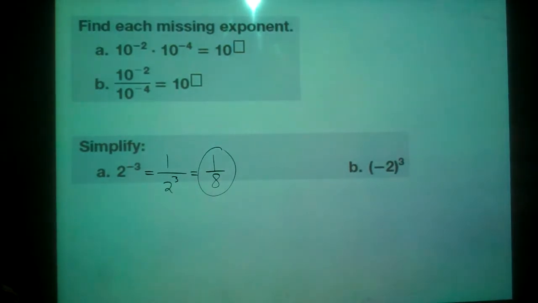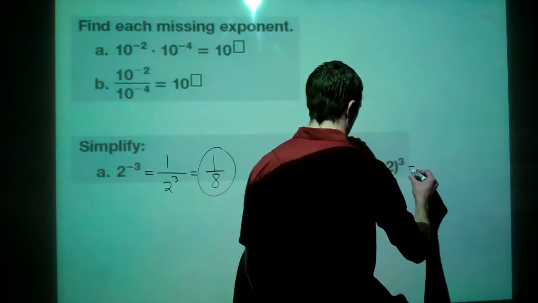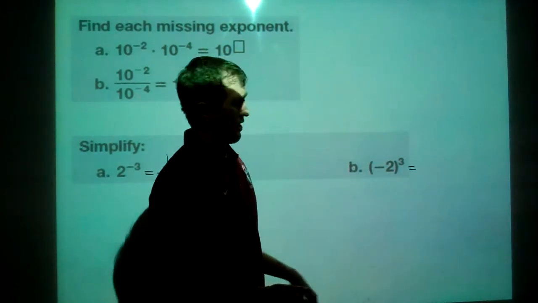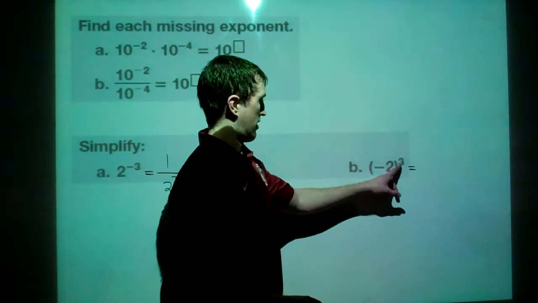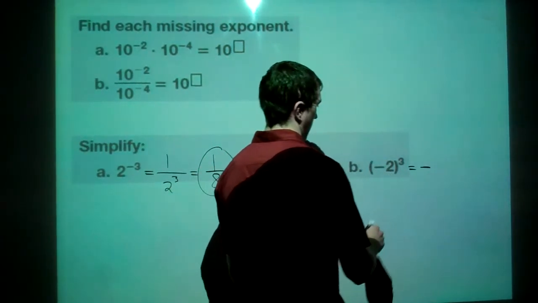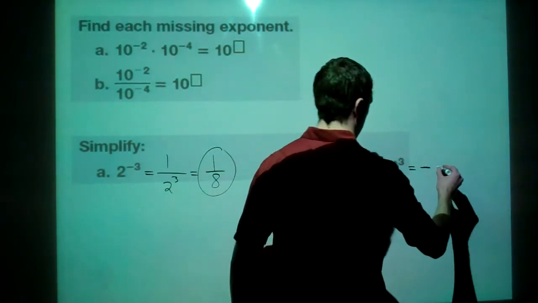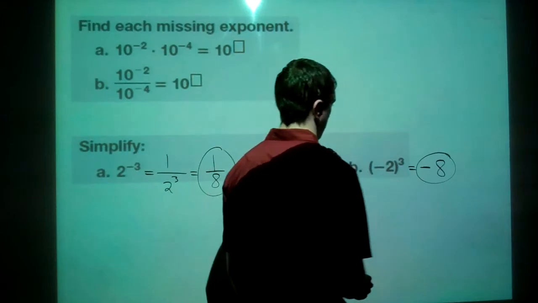B goes back to some of our old school roots here. We have a negative 2 to the third power. You might remember that if we have an odd exponent, we're going to get a negative answer. And then we just look at what is 2 to the third. 2 times 2 times 2 is 8. So this one does come out negative 8.